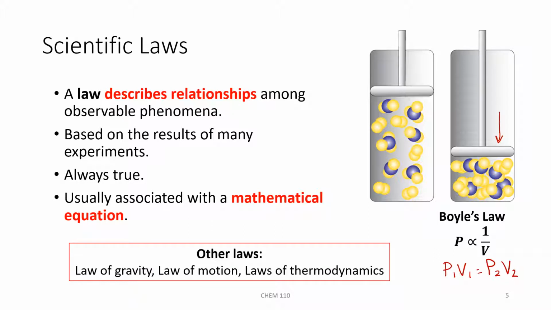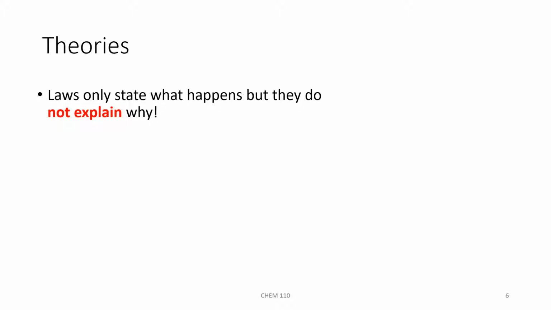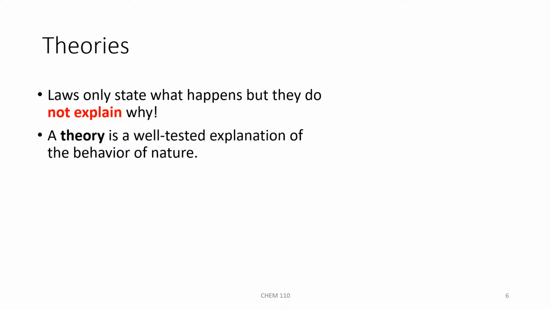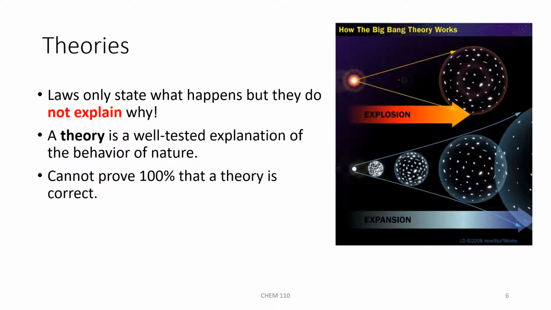Some other laws that you may have heard about, such as the law of gravity, law of motion, and there are actually 3 laws of thermodynamics that we'll talk about in this class. So as we saw, laws are represented by mathematical equations. A law tells us what happens, but it doesn't offer any source of explanation. We don't know why the things happen that they do. That's where a theory comes in. A theory is a well-tested explanation of the behavior of nature. Theories are not always 100% correct, and they can be changed over time, so theories can be updated as new information is learned. An example of a theory is something like the Big Bang Theory.